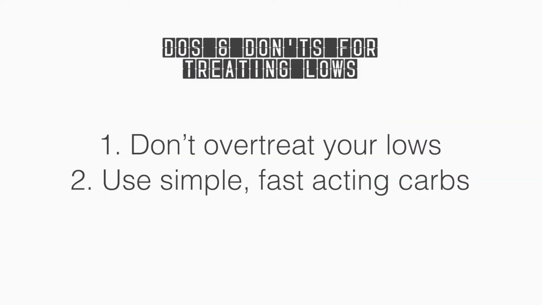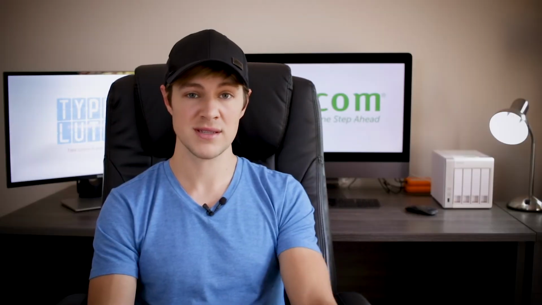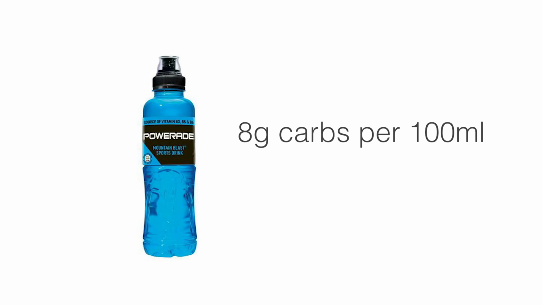Get your cool drink, your fast-acting, simple carb, high sugar content cool drink and start drinking. A good rule of thumb is to drink about 15 to 20 grams of carbs or sugar. Be sure to check your sugar regularly, every 5 to 10 minutes, to see if your sugar is actually turning and starting to rise. My cool drink of choice is a Powerade. Powerade contains about 8 grams of carbs for every 100 ml. So if I drink 200 ml of Powerade, that would mean that I'm consuming about 16 grams of carbs.